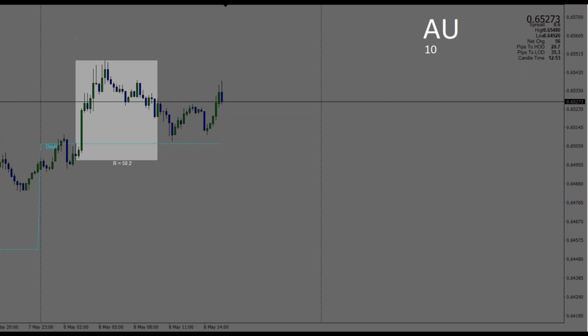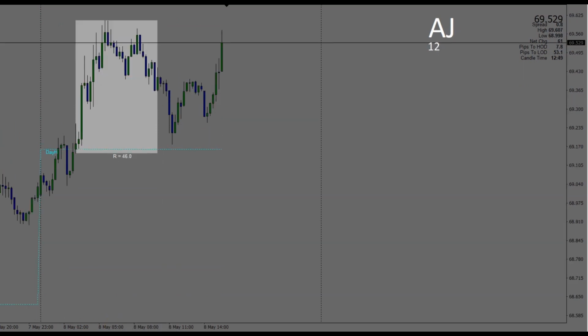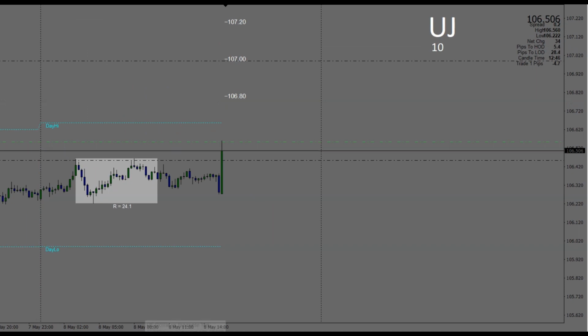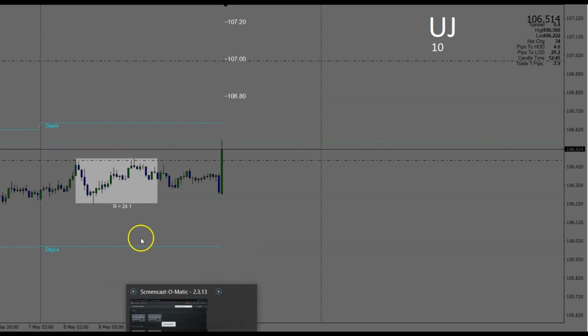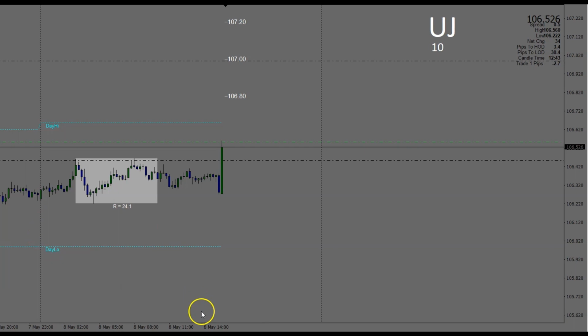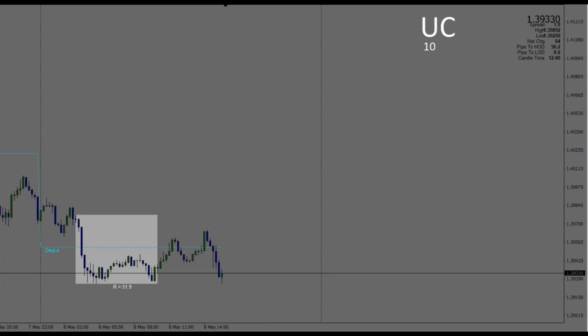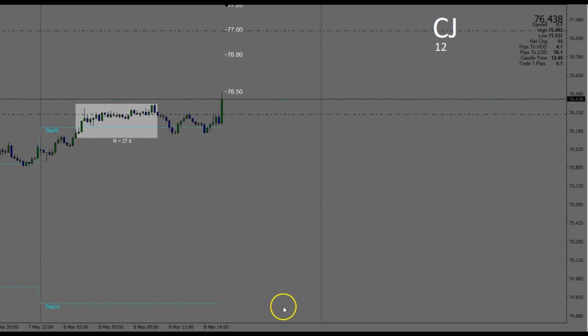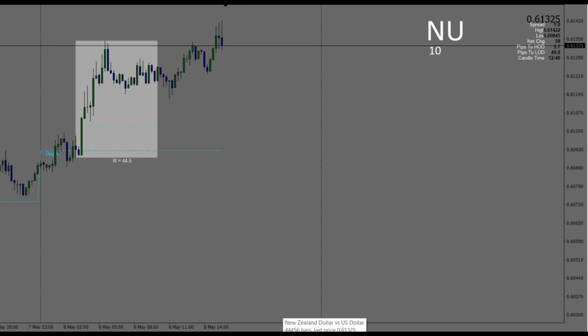Just flicking through, and again, still building a bigger picture across the board, looking at all of these pairs just to see if I can build a picture as to what each individual currency is doing, and then from that I can make my decisions as to which pairs I'll get in.